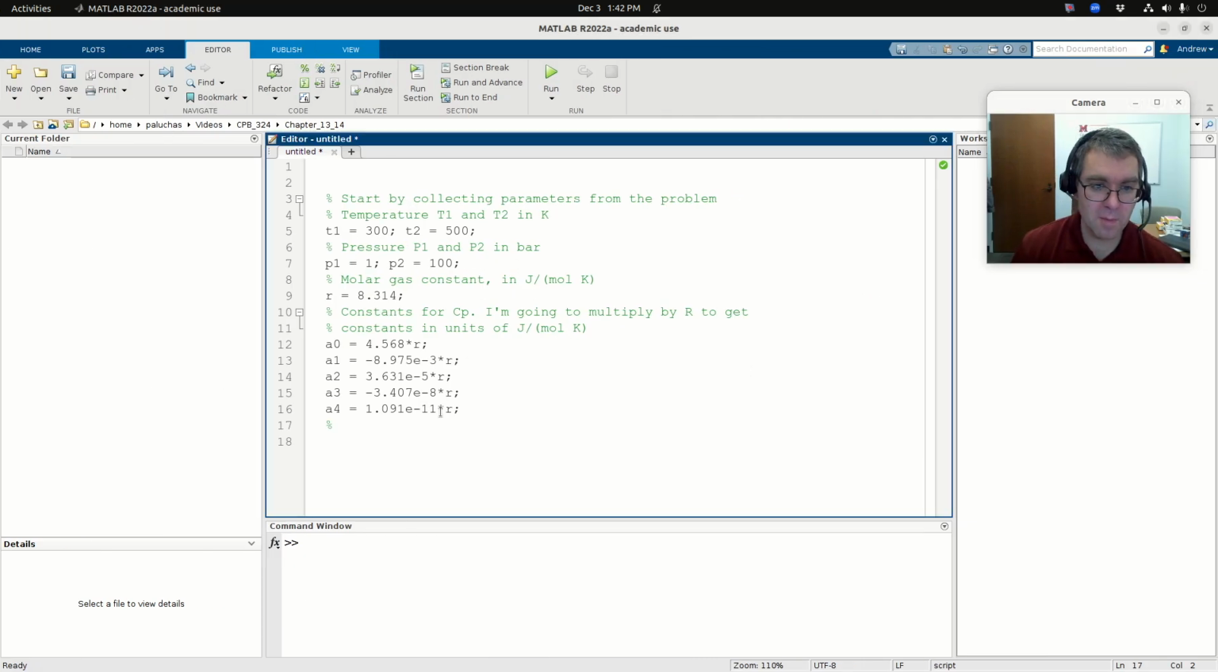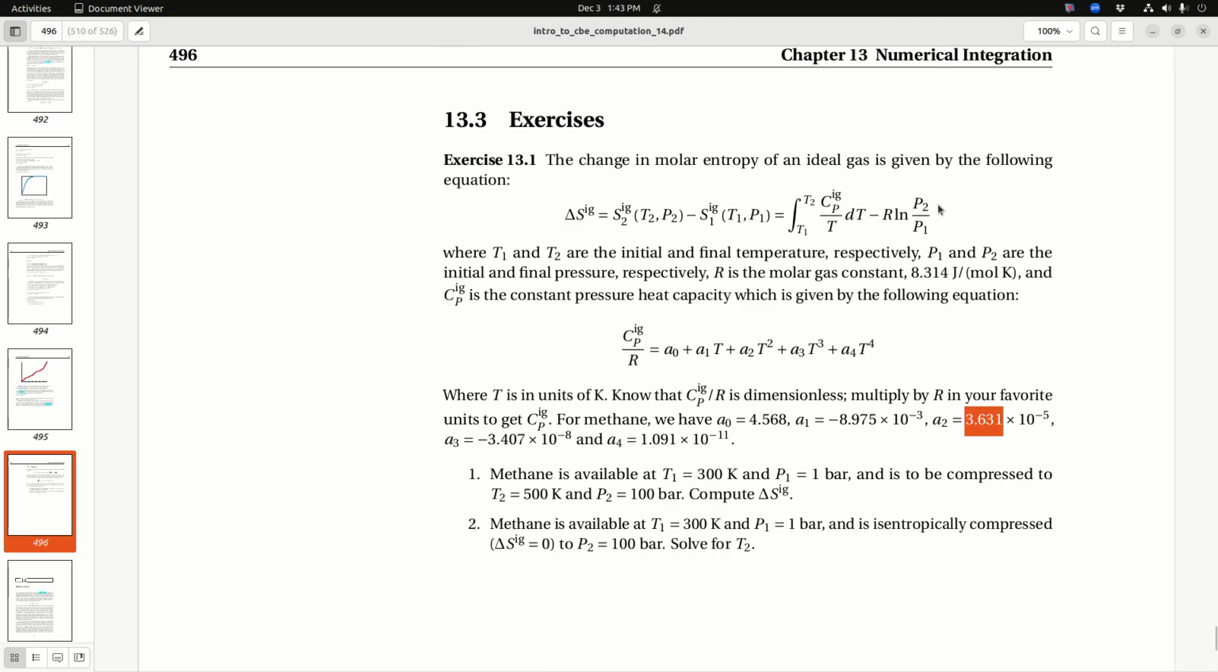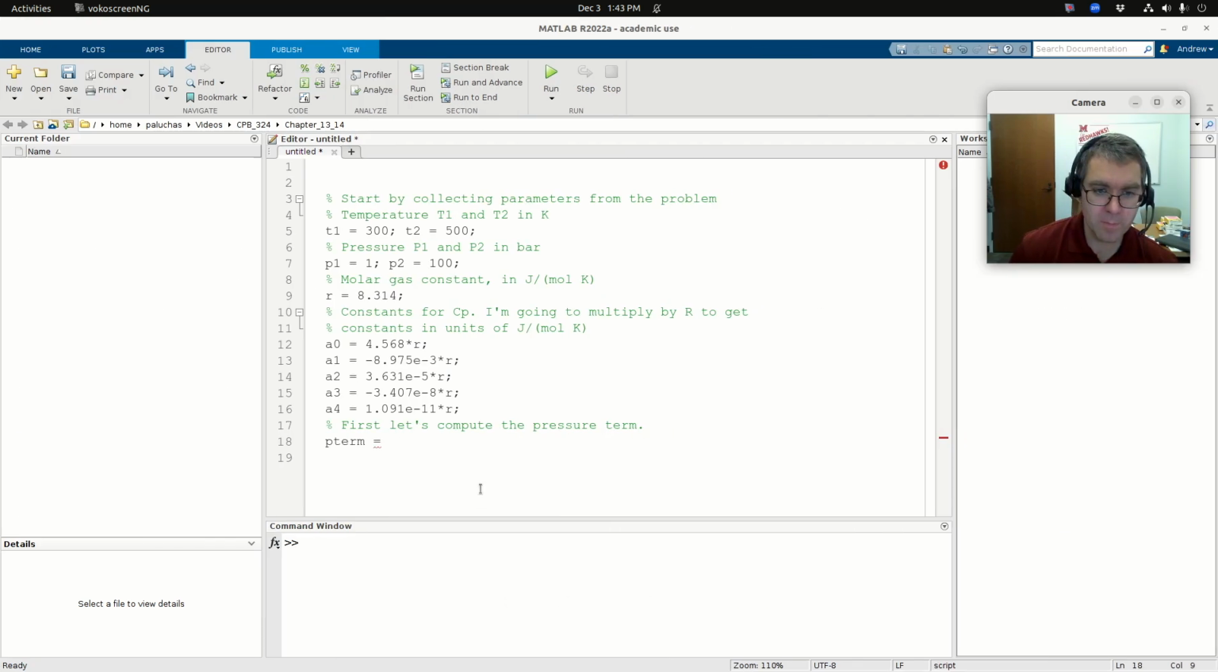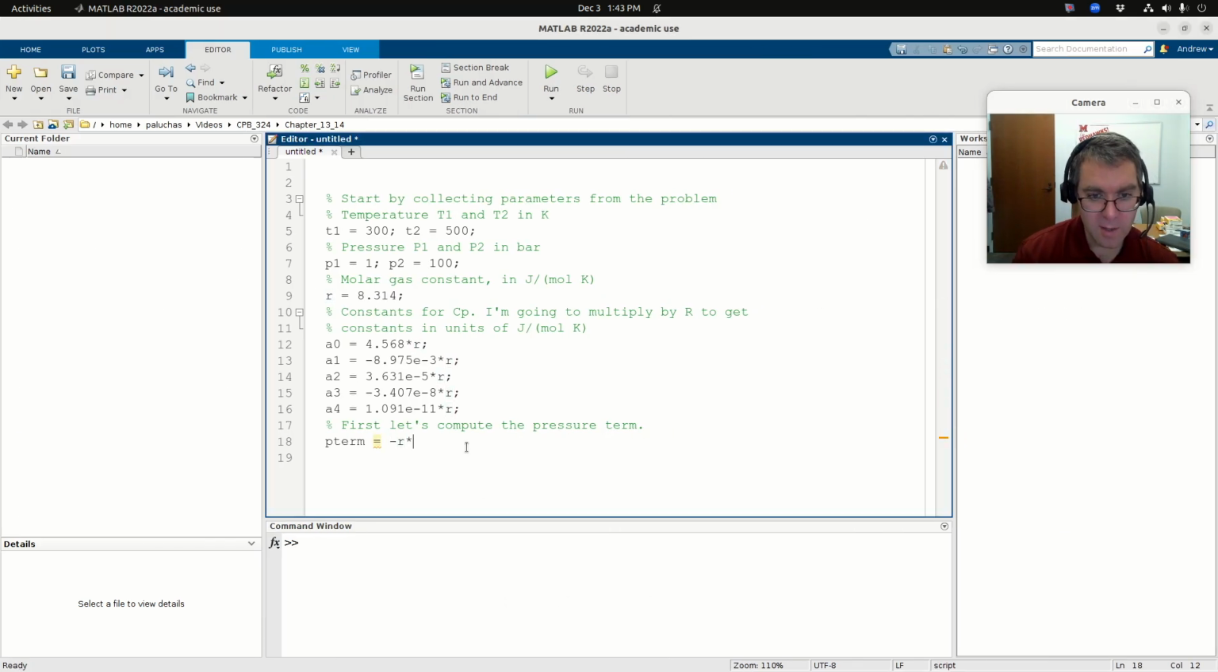So let me start. First, I'm going to calculate the pressure term first, because the pressure term is easy. So let me call it something like P term. My P term here is just negative R times log of P2 divided by P1, so it's just minus R times log of P2 divided by P1. Okay, perfect. Now the temperature term.